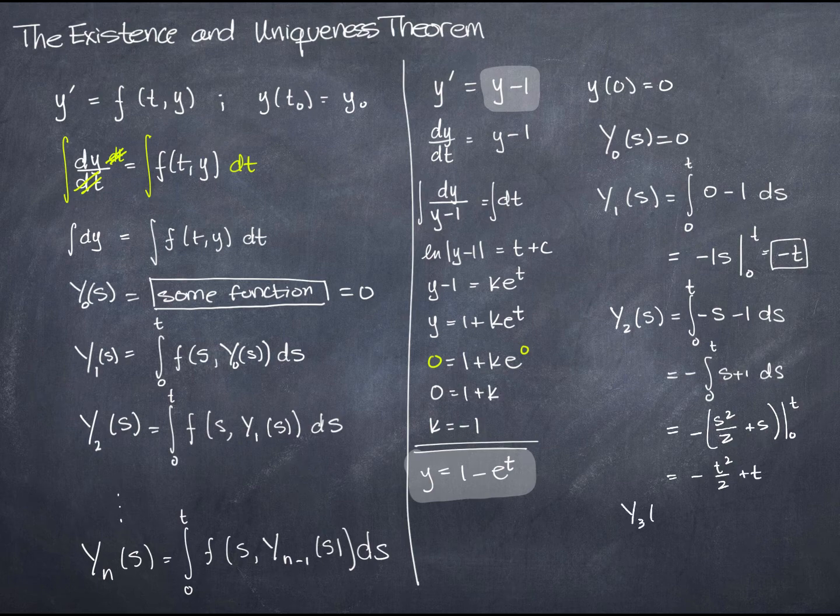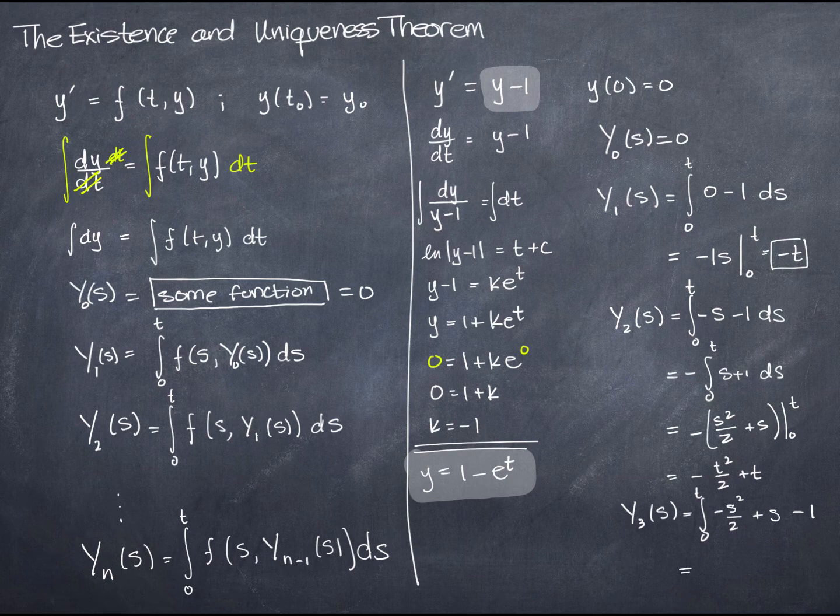My y3 will be the integral from 0 to t of that function, negative t squared over 2 plus t minus 1, right? This is my y. I'm integrating y minus 1. I'm just replacing y with that new function, and I'm also replacing that variable with the dummy variable s to do the integration.